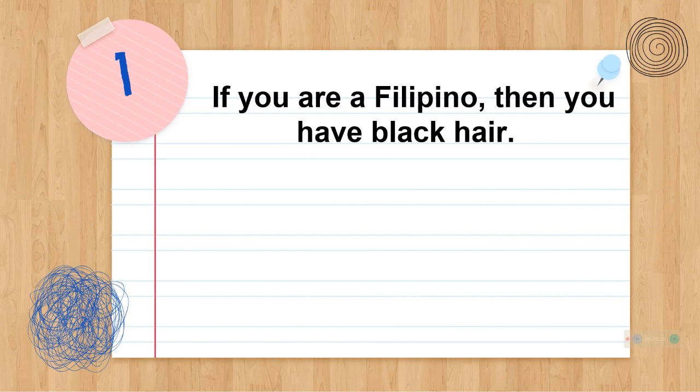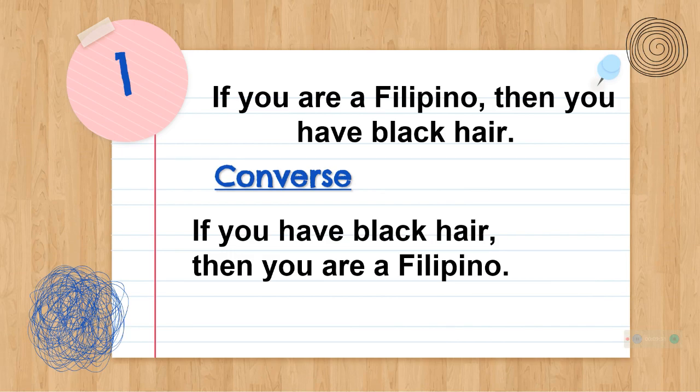So from the original conditional statement, you are going to exchange your hypothesis and conclusion. For you to have the converse statement, you are going to switch the hypothesis and conclusion parts of a conditional statement. For example, if you are a Filipino, then you have black hair. So how are we going to have our converse here? Again, switch the hypothesis and conclusion. So it will become, if you have black hair, then you are a Filipino. Okay? So did you get it? Again, switch or exchange the position of the hypothesis and the conclusion.